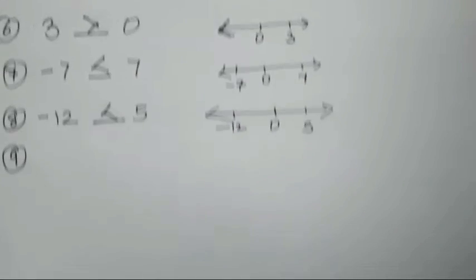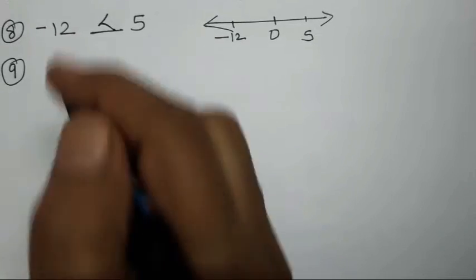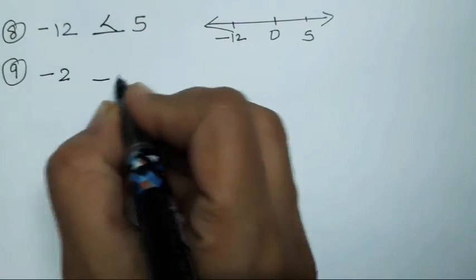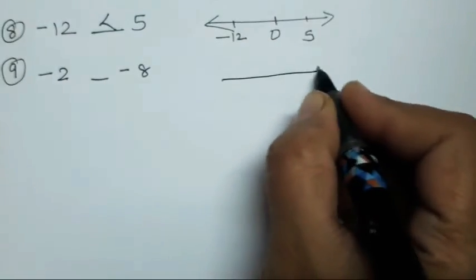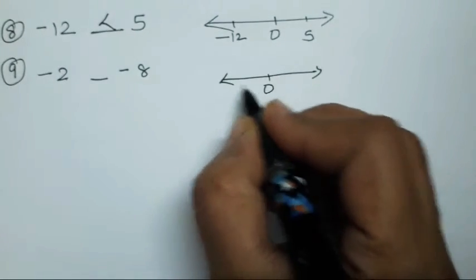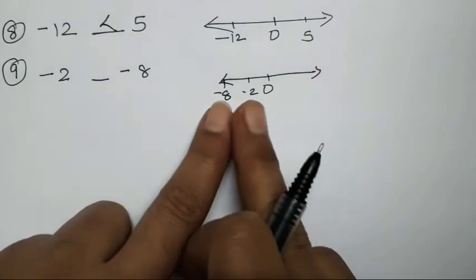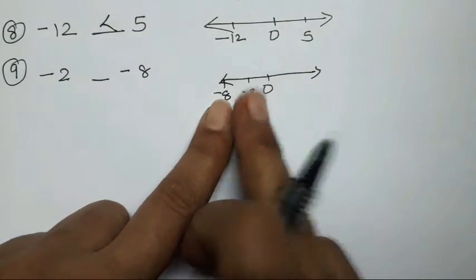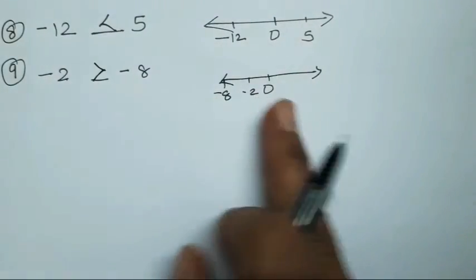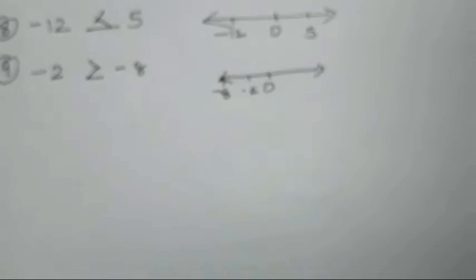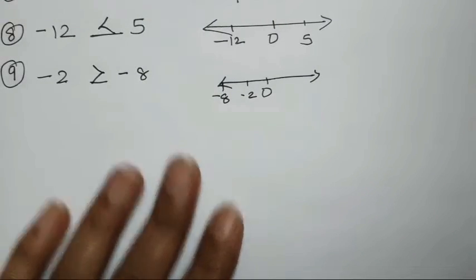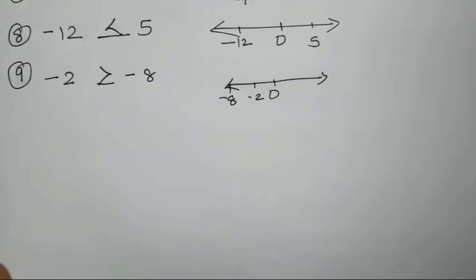Ninth one, minus 2 and minus 8. Both the negative numbers are there. So don't worry. Minus 2 यहाँ पे आएगा, minus 8 यहाँ पे आएगा suppose. तो which one will be greater? Minus 2. See, every time this finger is only coming. है ना? So right hand side वाला finger has always shown you the greater number.